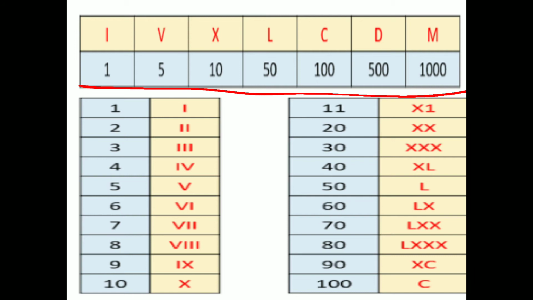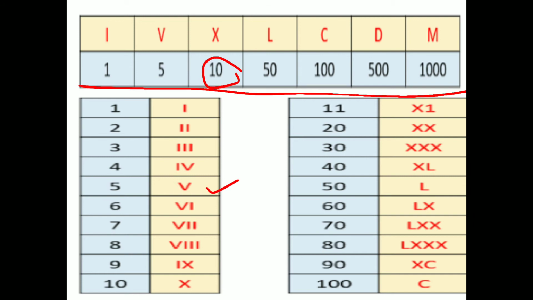Like 1 is I, 2 is II, I use 1 two times. 3 is III, 1 three times. For 4 I use IV. For 5 we use V. 6 we make with the help of 5 and 1. 7 we use 5 and 1 two times. 8 is 5 and 1 three times. 9 is IX, and the 10 symbol is X.